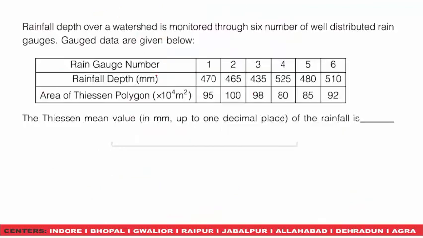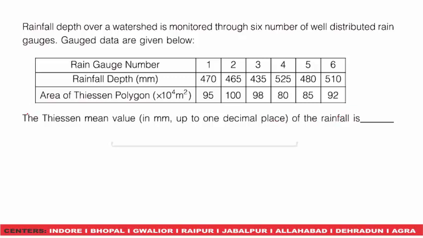The next question is: rainfall depth over a watershed is monitored through 6 well distributed rain gauges. Gauge data are given below, with rain gauge number, rainfall depth, and area of Thiessen polygon. The Thiessen mean value of the rainfall in mm up to 1 decimal place is. So it is a direct question.